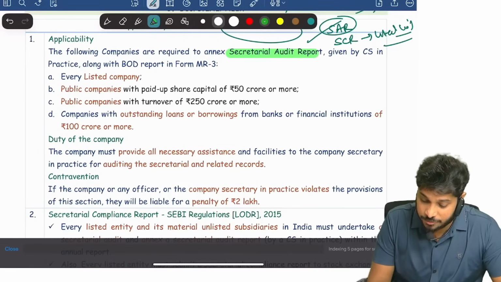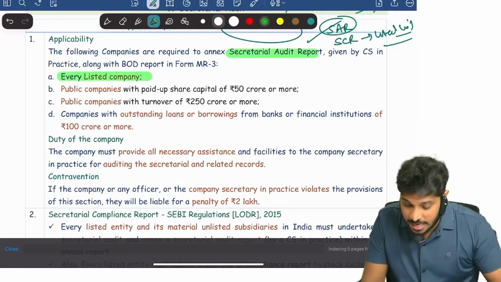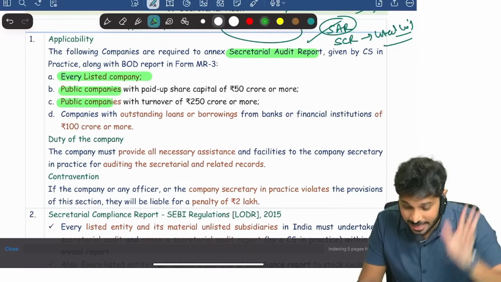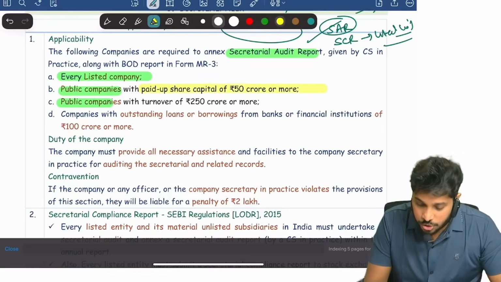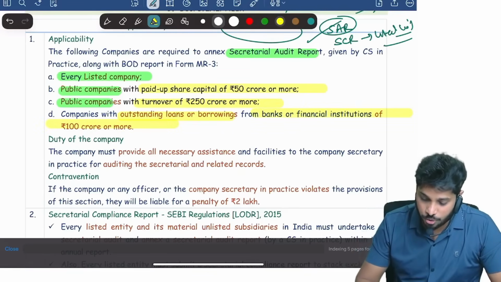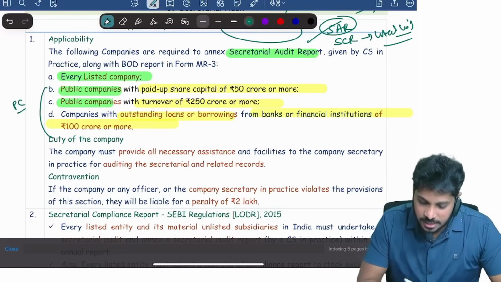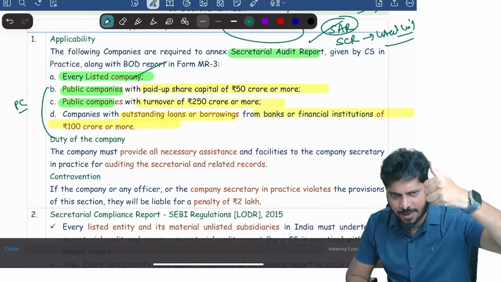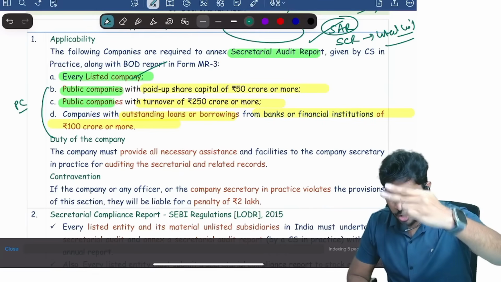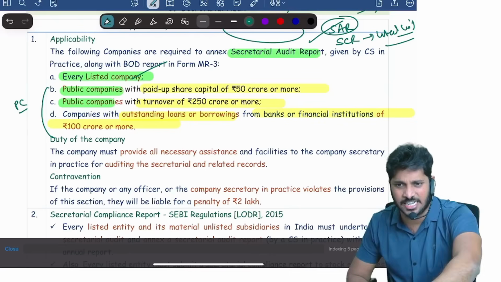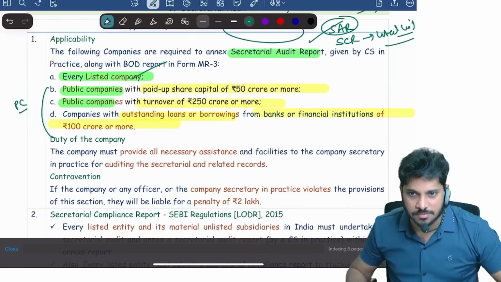Next. Which companies are liable for secretarial audit report? Secretarial audit report is applicable for two categories of companies: listed companies, and unlisted public companies subject to three criteria. One, paid up capital 50 crore or more; two, turnover 250 crore or more; three, outstanding loans and borrowings from financial institutions, how much is it? 100 crore or more. So, three criteria for public companies. A listed company is covered by default. For public companies, if any one of these three criteria is satisfied, the public company is liable for secretarial audit. Are you clear?